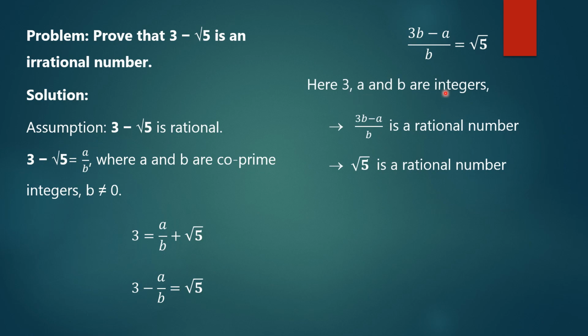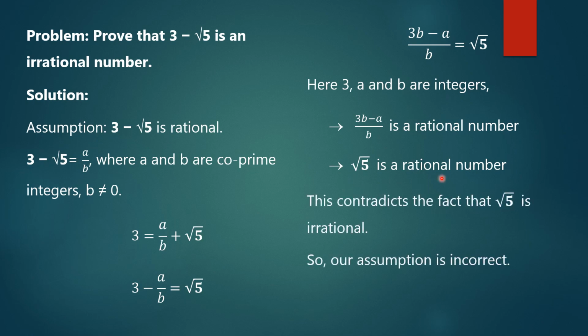Here also 3, a and b are integers. Definitely this is also a rational number. 3b minus a by b is a rational number, but this is equal to root 5. So root 5 is a rational number, which is a false statement. This contradicts the fact that root 5 is irrational. So our assumption is incorrect. What is our assumption? 3 minus root 5 is rational, which is wrong. That means 3 minus root 5 is an irrational number.